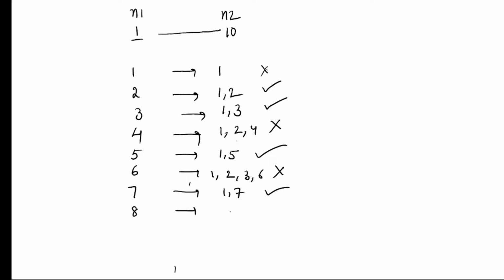8. What are the factors? 1, 2, 4, 8. So this is not a prime number. 9. 1, 3, 9. This is also not a prime number. 10. This is also not a prime number because factors are 1, 2, 5 and 10 itself. So this is also not a prime number.